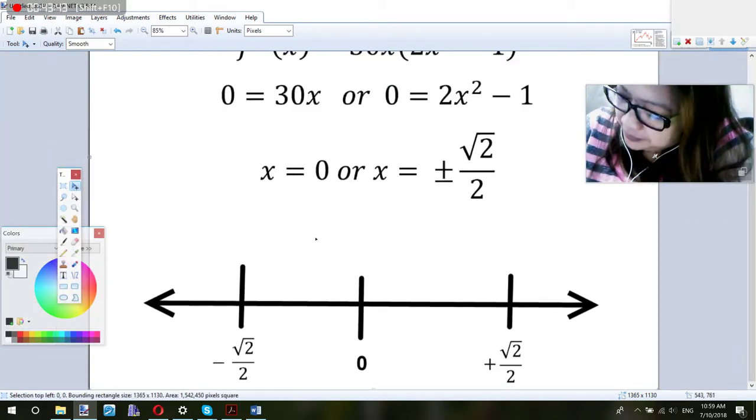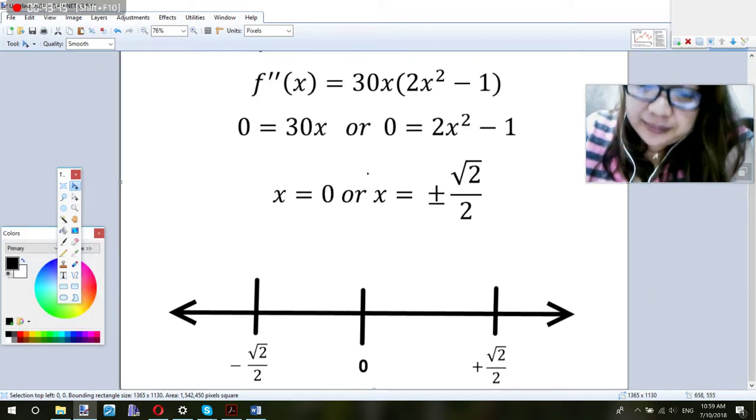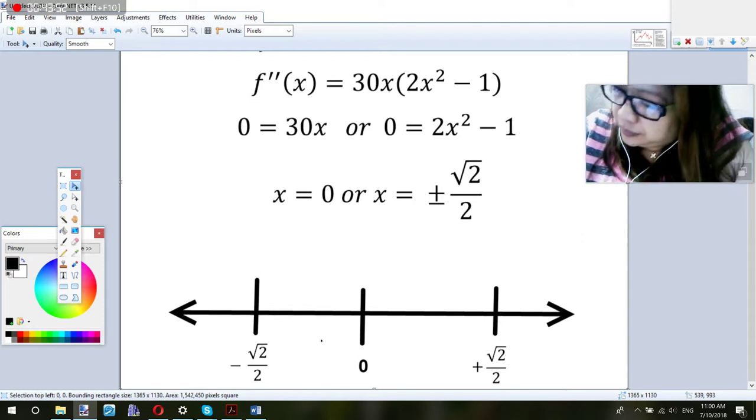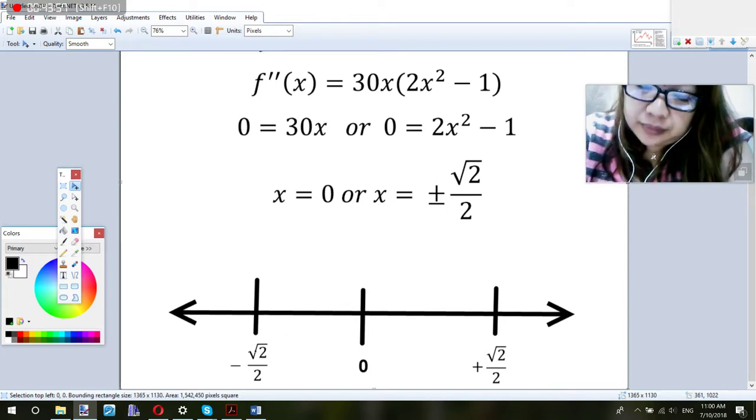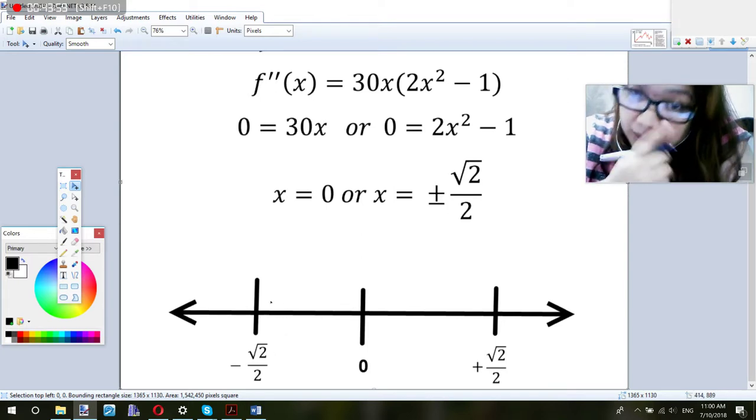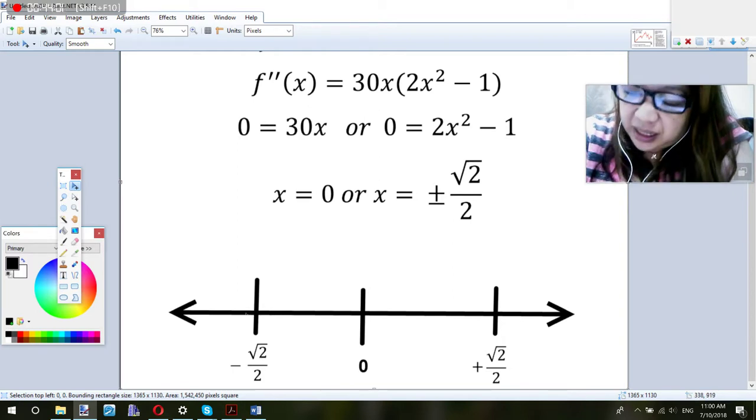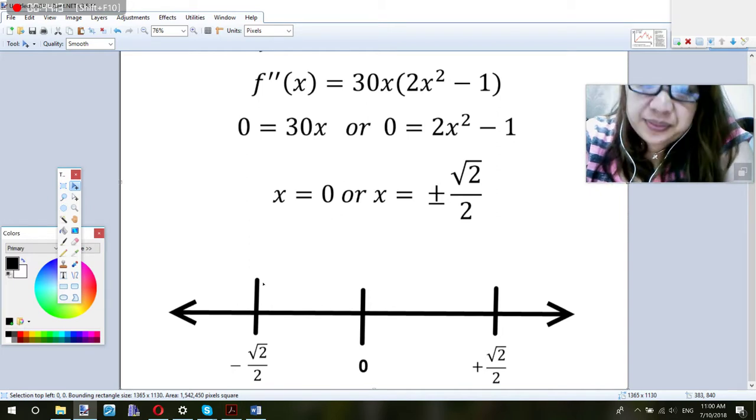Okay, so scroll back up so you can see our equation here. I need to know if I plug in a point that is less than negative root 2 over 2, will my answer be positive or negative? So I'm going to pick one that I know is less than negative root 2 over 2. It's negative. Okay, if we plug in negative root 2 over 2 directly, we'll get 0.